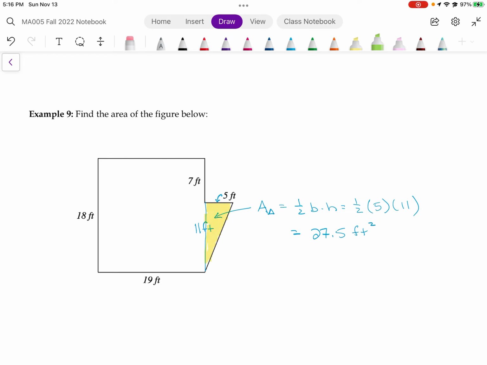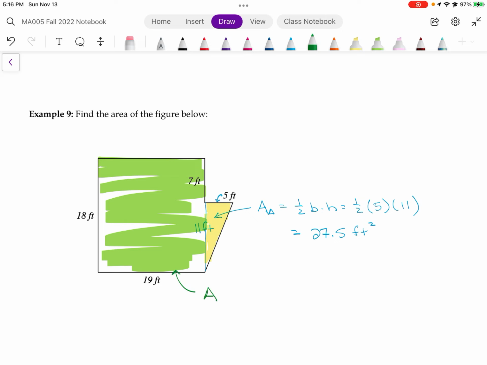All right, so that was the triangle. And now we just need to find the area of this squarish looking thing, which I don't think is a square. The area of the rectangle is going to be length times width, which is 18 times 19. And that is 342, I believe. And again, that is square feet. I'm going to double check because I don't trust my writing.